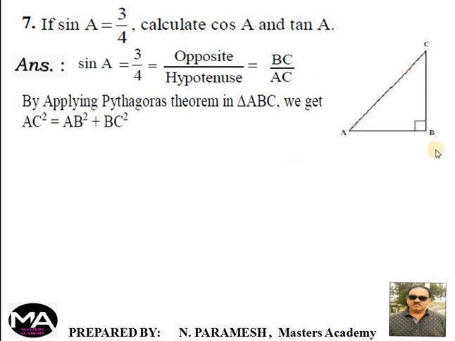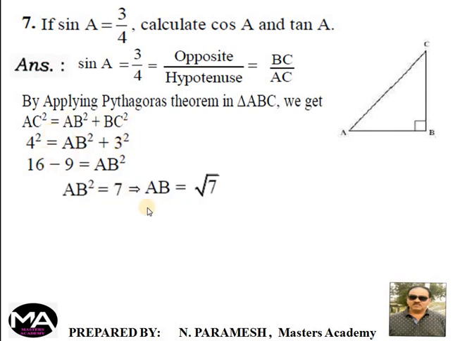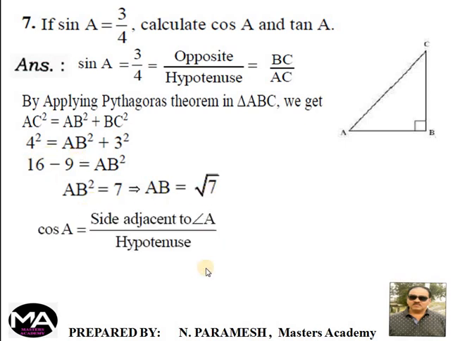By using Pythagoras theorem, AC square is equal to AB square plus BC square. Substituting the values, 4 square is equal to AB square plus 3 square. 4 square is 16, 3 square is 9, shifted to the left side, minus 9, is equal to AB square. AB square is equal to 7, which implies AB is root 7.